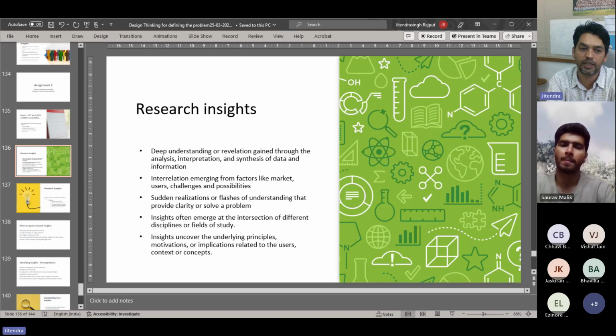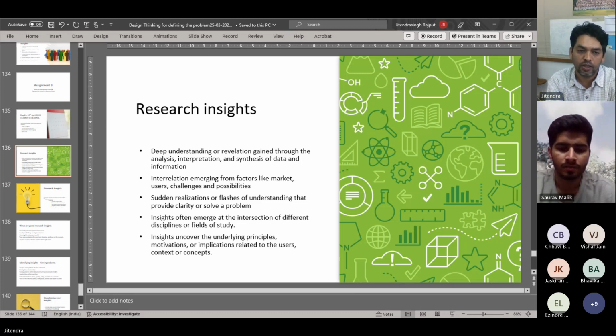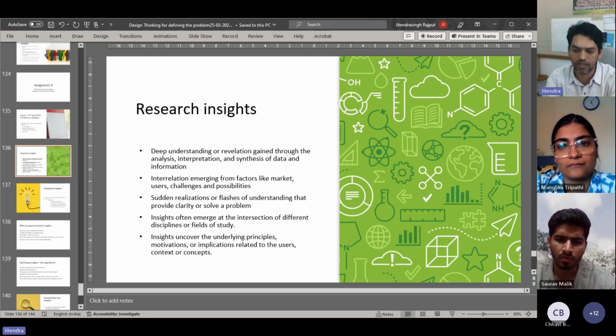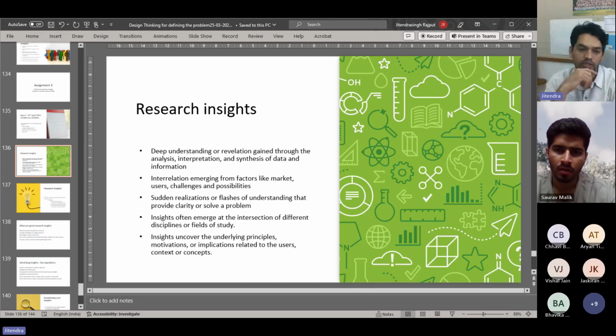Yeah, so insights are deeper understanding or revelations gained through the analysis, interpretation, or synthesis of data or information. Many times it happens that you process, you churn your data, and then you get some sort of cream out of it, which is insights. It is basically interrelation emerging from the factors. Different factors give you some interrelation between those elements. And from there, you realize, okay, something is hidden here, which I should make use of. And then I should go forward to provide some solution.